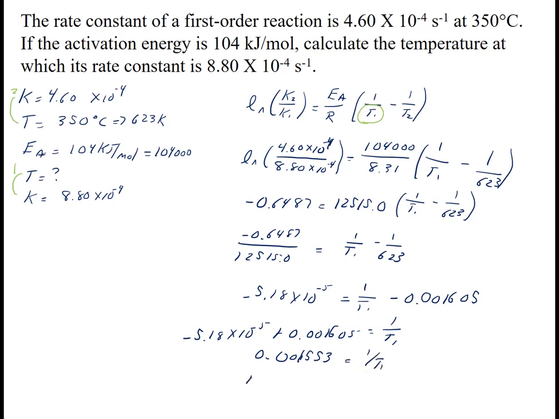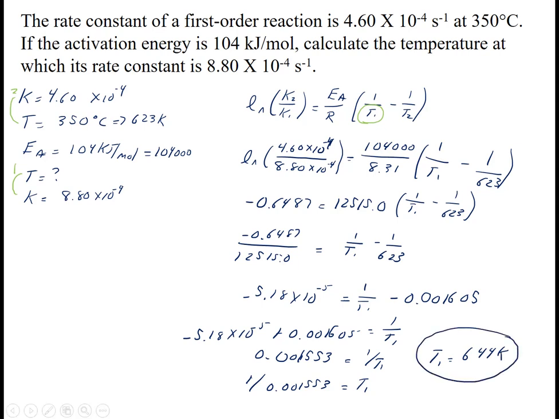So now I'm going to take 1 divided by this 0.001553 to equal T1. So I'm taking the inverse to both sides. And so T1 ends up being 644 K. And that ends up being my answer.